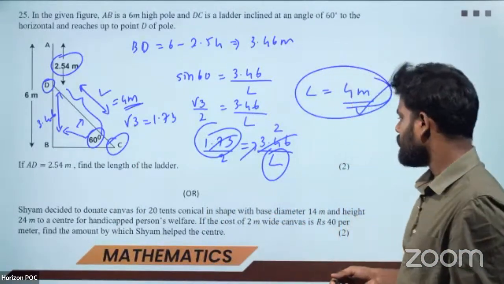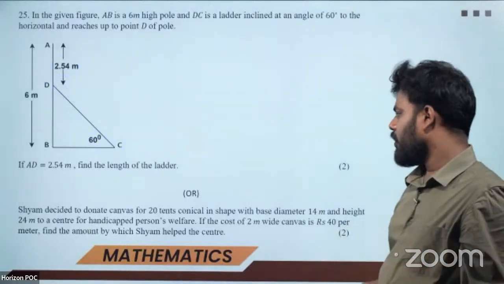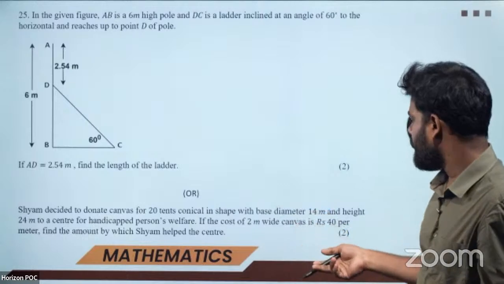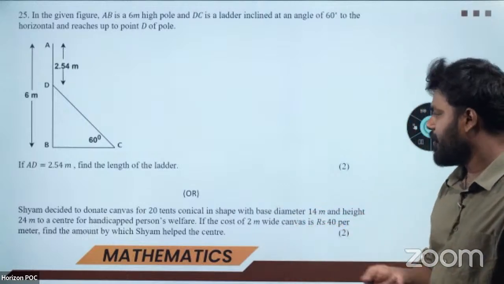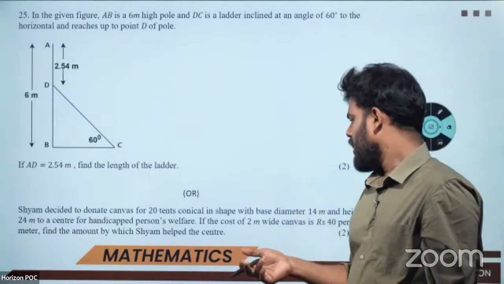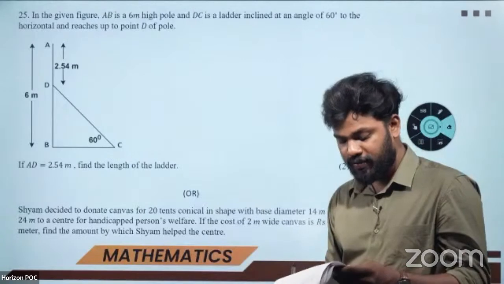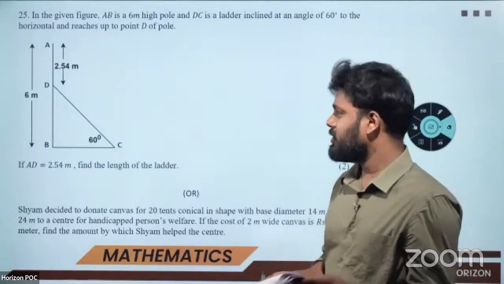Clear? Okay. The OR part of that question. Shyam decided to donate a canvas for 20 tents, conical in shape with base diameter 14 meter and height 24 meter, to a center for handicapped persons welfare. The cost of 2 meter wide canvas is ₹40 per meter. Find the amount by which Shyam helped the center.